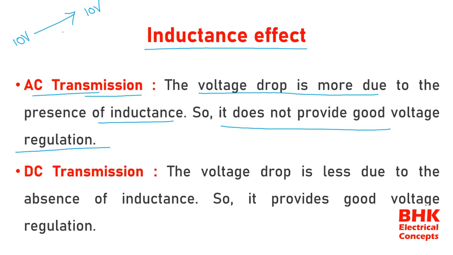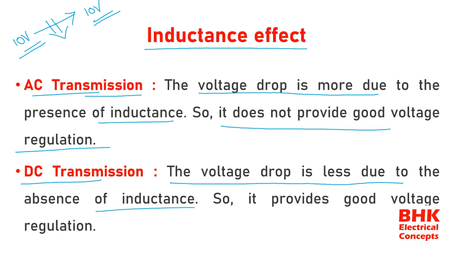But due to the presence of inductance and capacitance in the AC transmission, definitely we are going to get some losses between the input and output. That is the reason why the voltage regulation is not good in case of AC transmission. And in case of DC transmission, the voltage drop is less due to the absence of inductance. So it provides good voltage regulation.